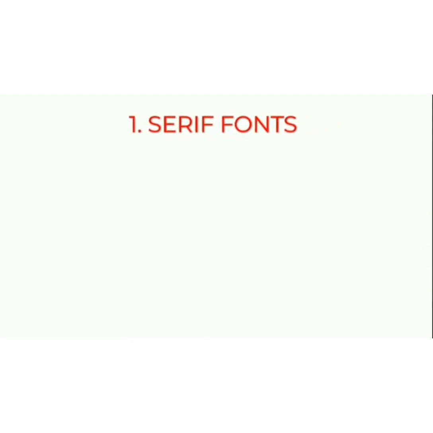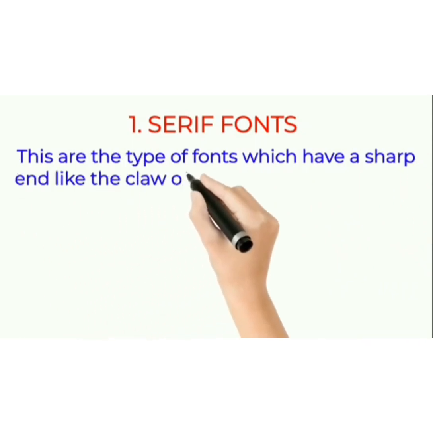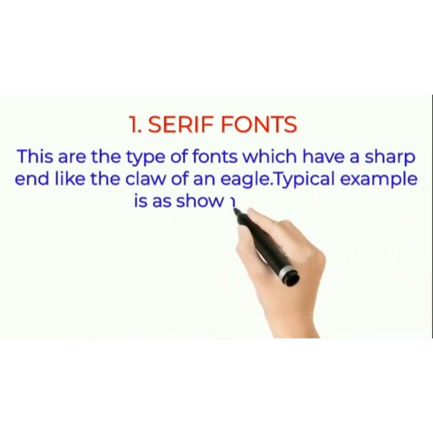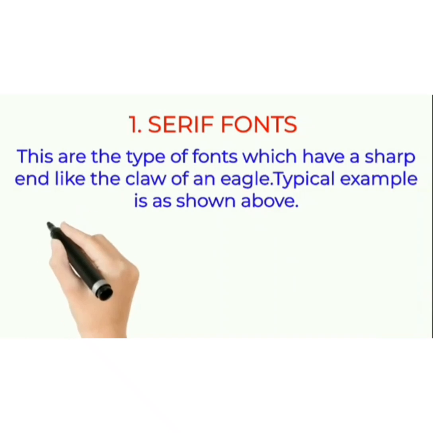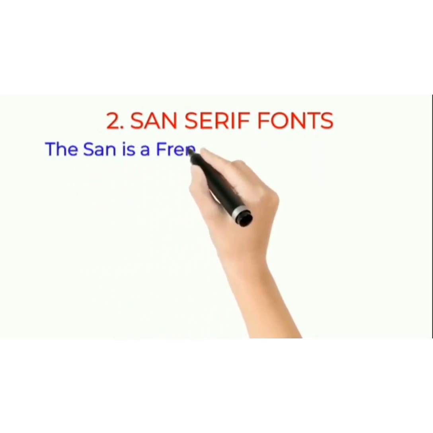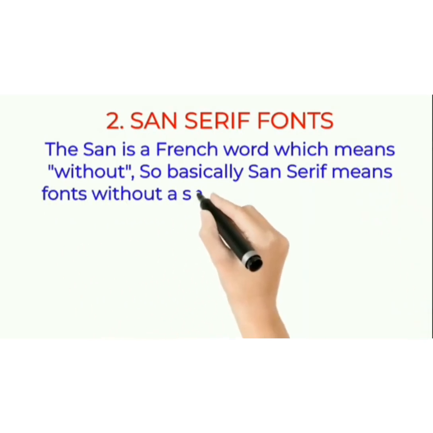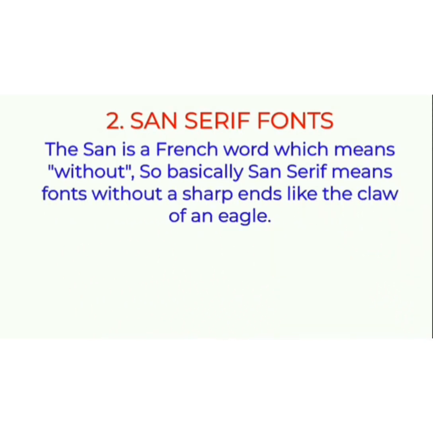1. Serif fonts. These are the type of fonts which have a sharp end like the claw of an eagle. Typical example is shown above. Two. Sans serif fonts. The sans is a French word which means without, so basically sans serif means fonts without sharp ends like the claw of an eagle.